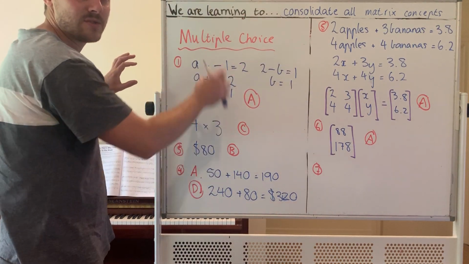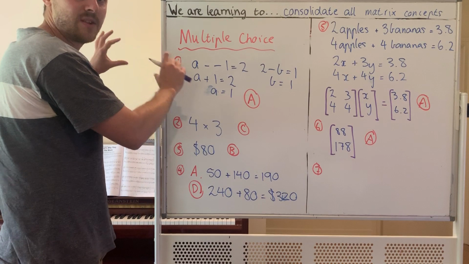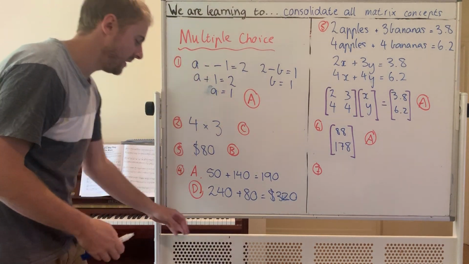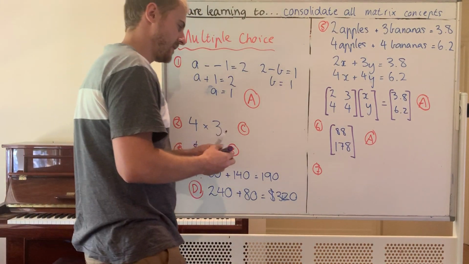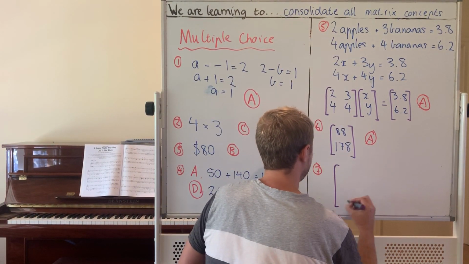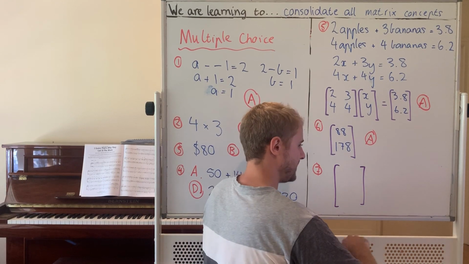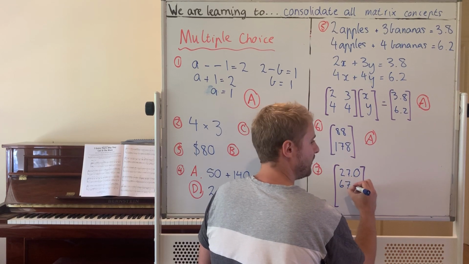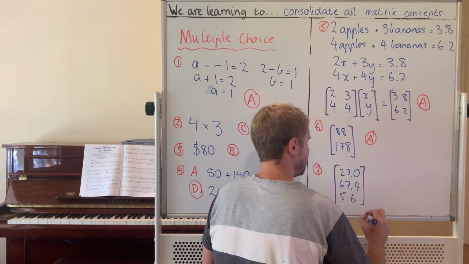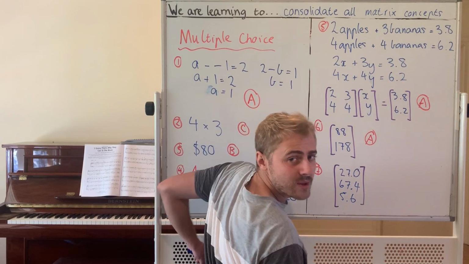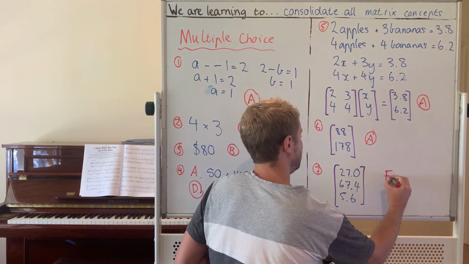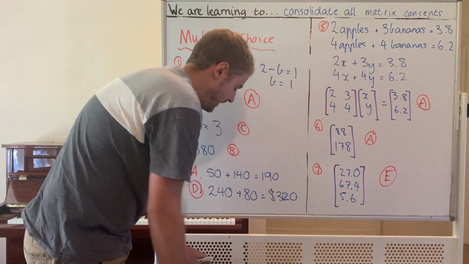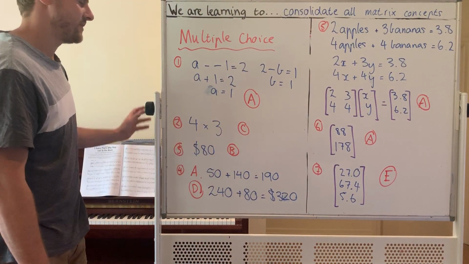That's going to be a column matrix, 3 by 1. So it's just taking those 3 numbers, 27, 67.4 and 5.6, but putting them into a column matrix. That's 3 by 1. So if we write that out, first number being 27, the next one being 67.4, lucky last 5.6. That's all it is, which is option E. So with that question, just make sure you read it properly to understand what type of matrix it wants.